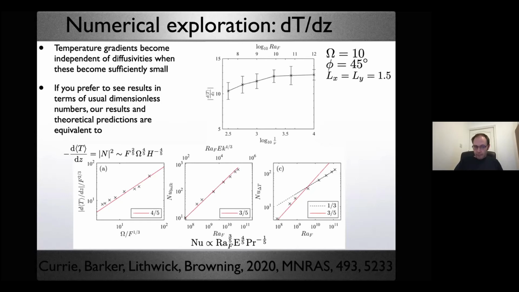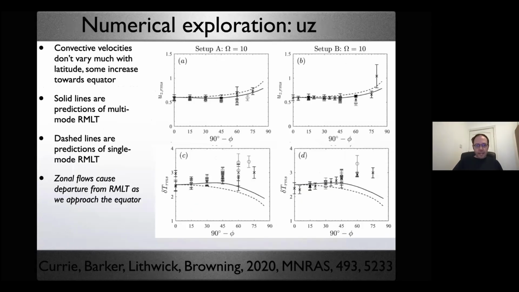So you can convert our units to the standard non-dimensional numbers straightforwardly, and it's consistent with what other groups have found. We can also look at how the velocities scale with latitude. It turns out the convective velocities don't vary much with latitude until you get close to the equator. These are the RMS convective velocities at the mid layer in the simulation. But the convection becomes slightly faster as we go toward the equator.